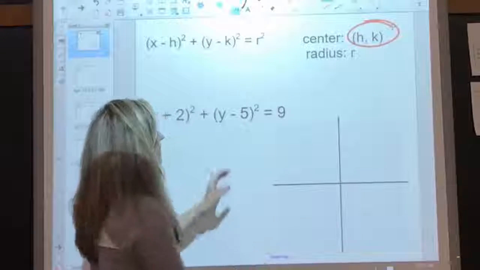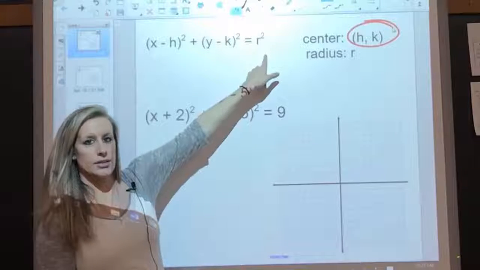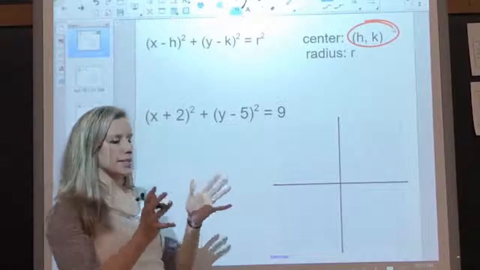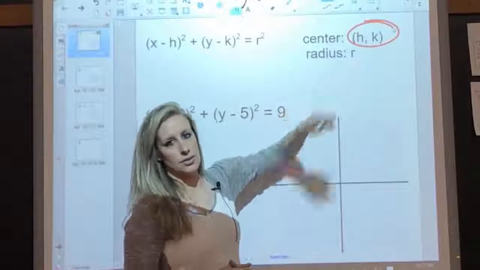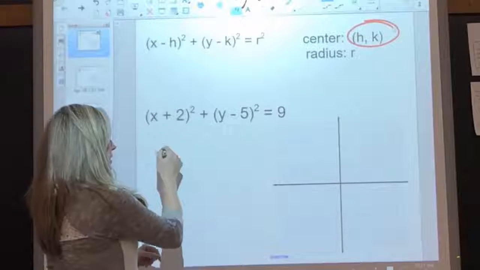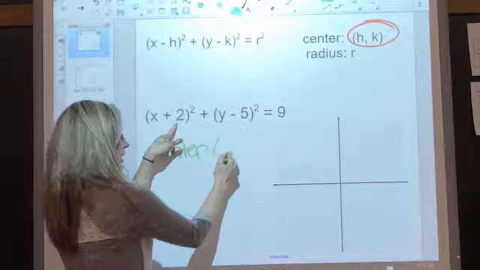Okay, and then your radius, see how it says equals r squared? So if you want to find just the radius by itself, you take the square root of that, and that'll give you the radius.